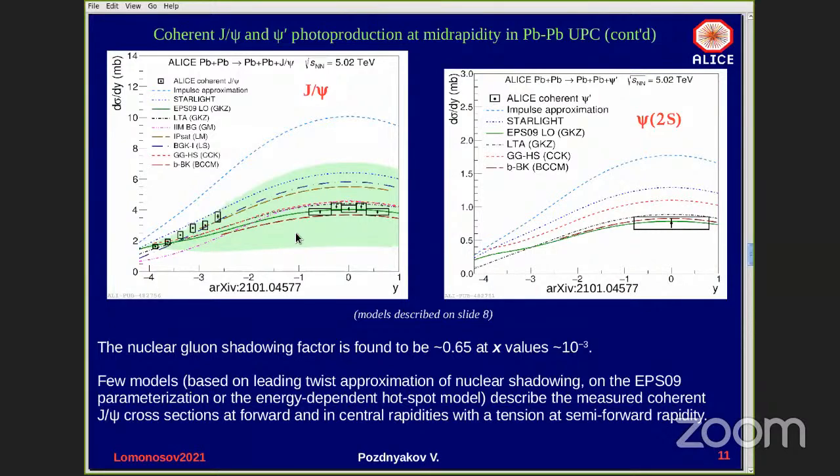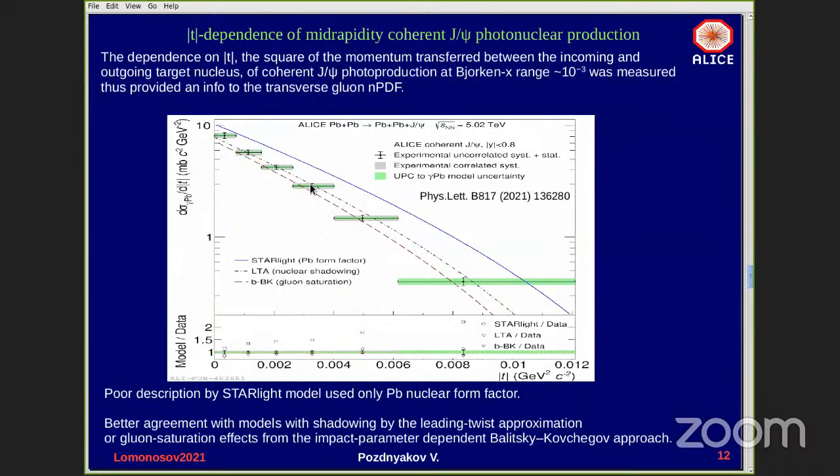So the next study is the t-dependence, where t is the square of the momentum transfer between the incoming and outgoing lead nuclei. You see our results: the cross-section as a function of the t variable. And we compare this with a few, actually with three, calculations.